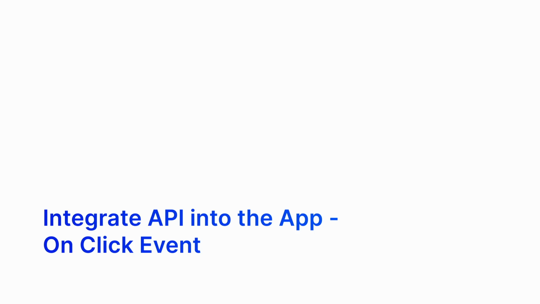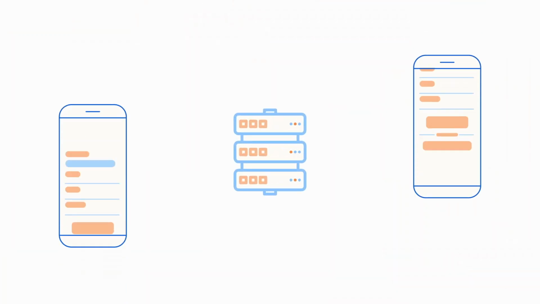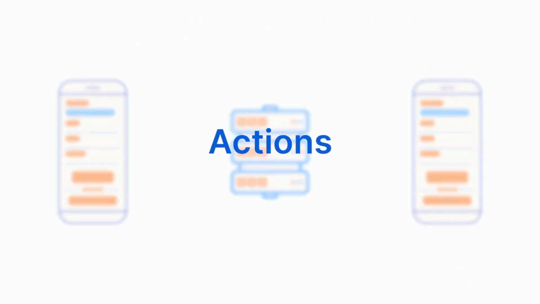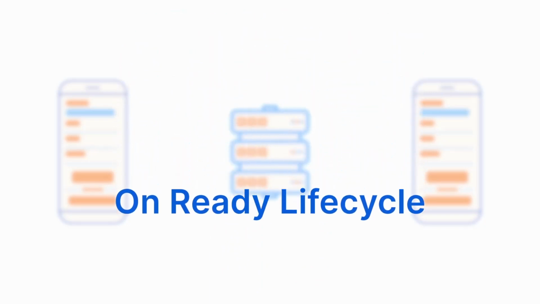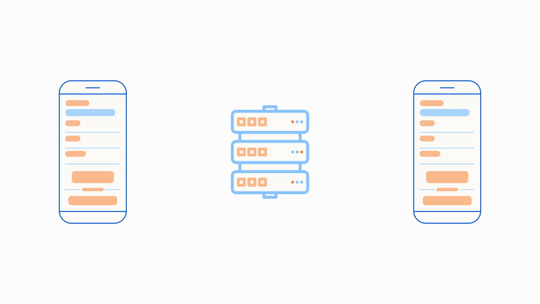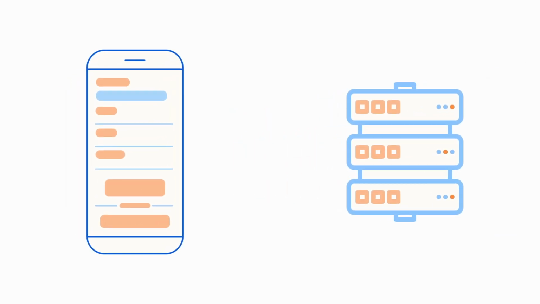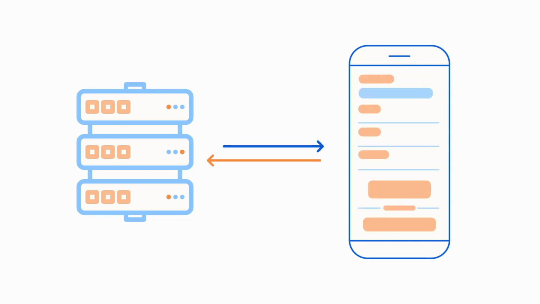In Flutter App Builder, there are two ways to integrate APIs. First, using actions, and second, using the onReady lifecycle method. Integrating an API using actions is quite simple. You integrate an API into a UI component which, when clicked, would call that API, while integrating an API via the onReady lifecycle method would call that particular API as soon as the screen is initiated.